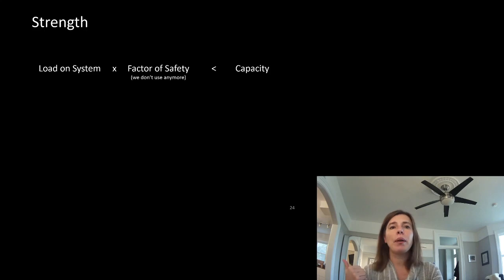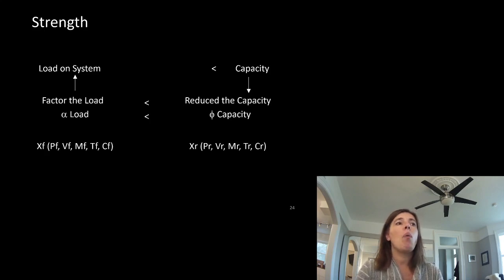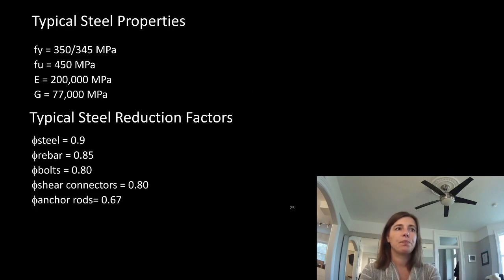So if you remember way back, we talked about wanting the load on our system to be less than the capacity. And in fact, we kind of fiddled with that, and we know that what we want is the factored load to be less than the reduced capacity. So we want to make sure we look at factored loads, which we've already done and talked about, and we want to make sure they're less than the reduced capacity. So how can we do that? Well, we know we can factor the loads, and we've already done that, and I've talked about capacity now, but we want to talk about the reduced capacity.